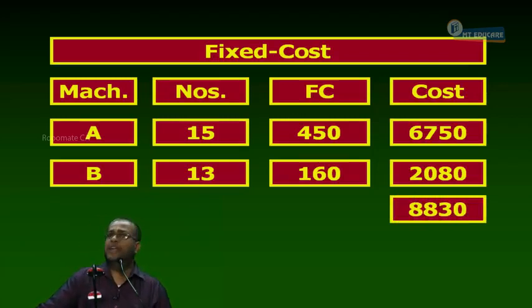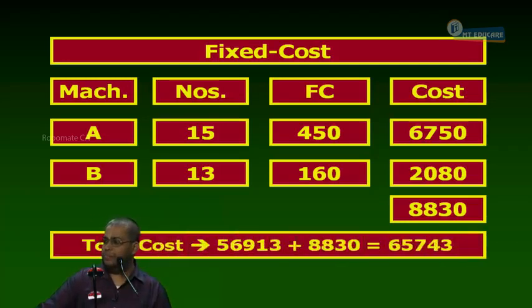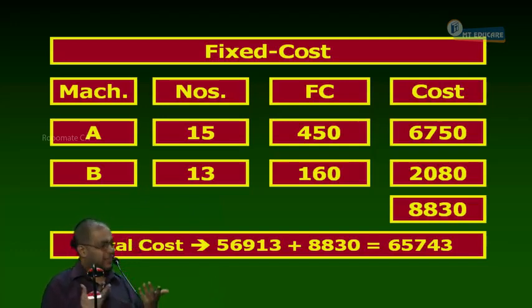Now, the total weekly cost is equal to variable cost plus fixed cost, which is equal to, please tell me the number, 56,913 plus 8,830. Tell me the number. 65,743. This is the best plan. Any plan you do, the cost will be what? Higher than this. Everybody, are you having the clarity or not?